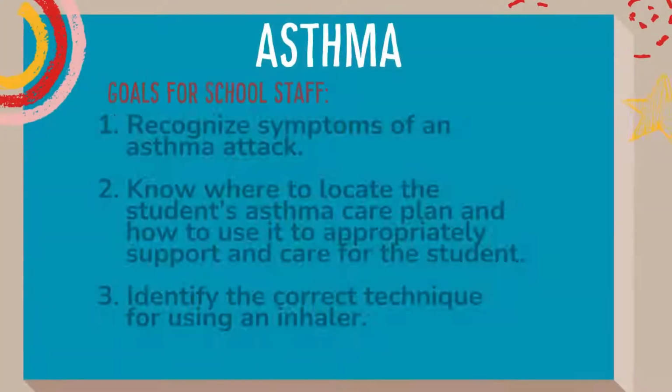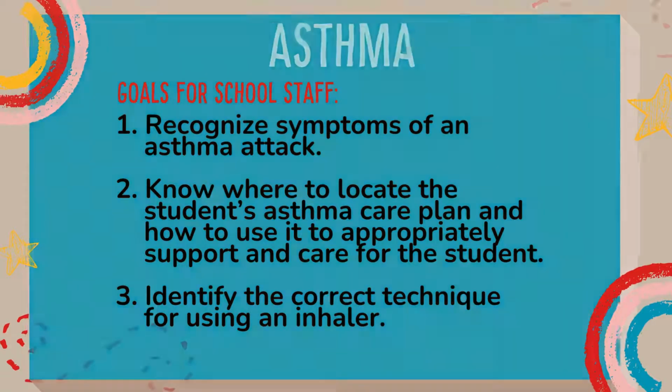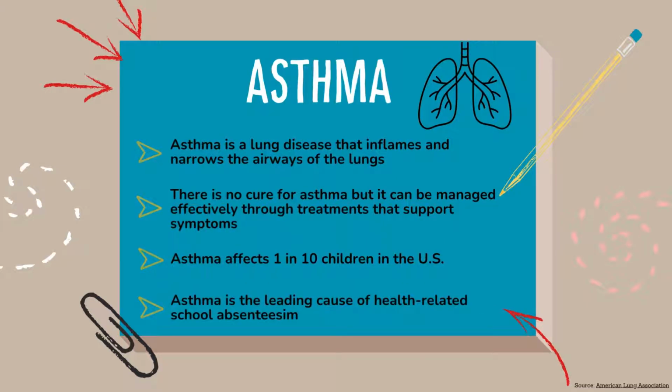The first chronic condition we will be reviewing is asthma. The goal is for all school staff to be able to recognize when a student may be experiencing an asthma attack, where to find their asthma action plan and how to implement it, and finally, how to correctly support students using an inhaler. Asthma is a chronic lung disease that causes changes in the airways of the lungs, namely inflammation and narrowing that can make it difficult to breathe.